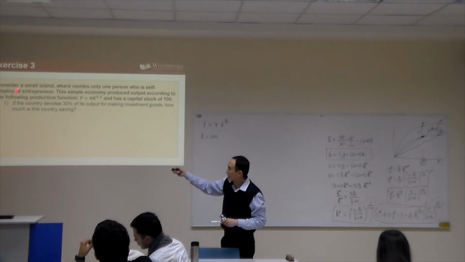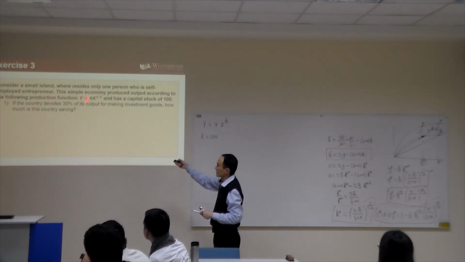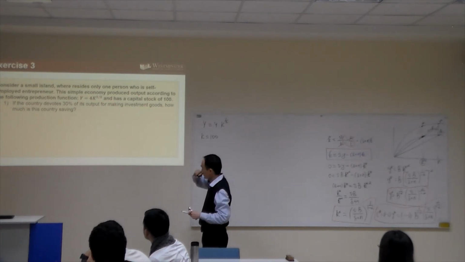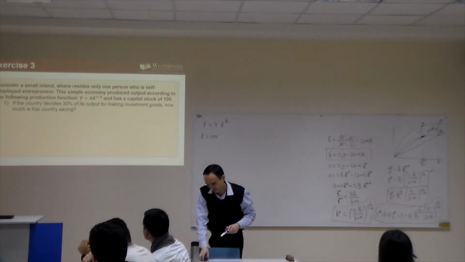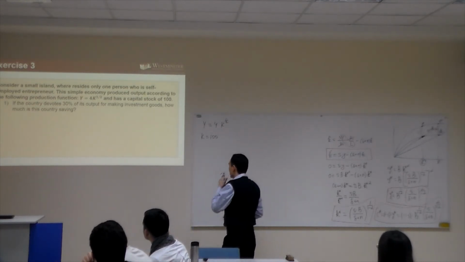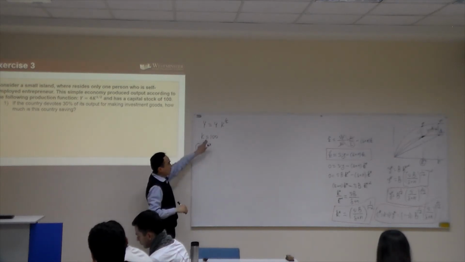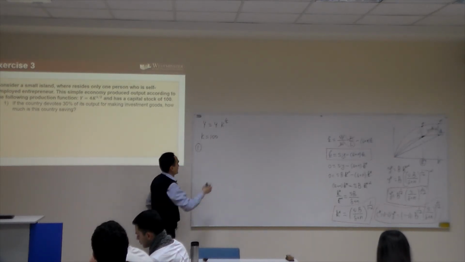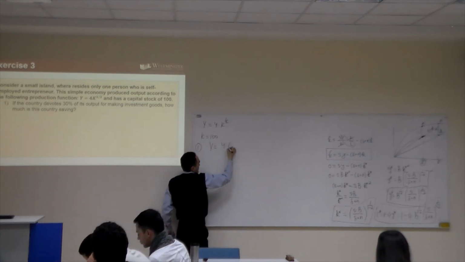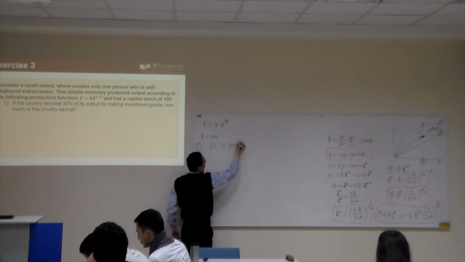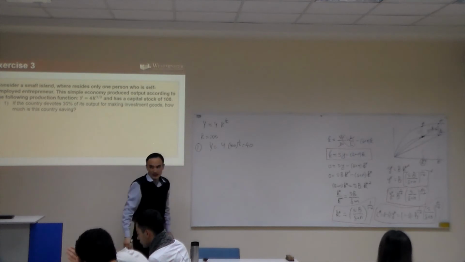So, question number 1. If Robinson devotes 30% of its output for making investment, good, okay? How much is he saving? 70%. Okay. So let's find output. Can you find output with given capital? Yes, right. Our output is equal to 4 times 100 in the power of 1 over 2, which is equal to 40, right?